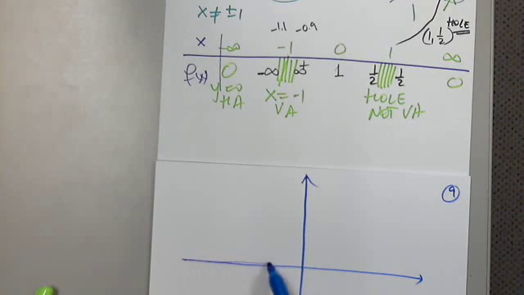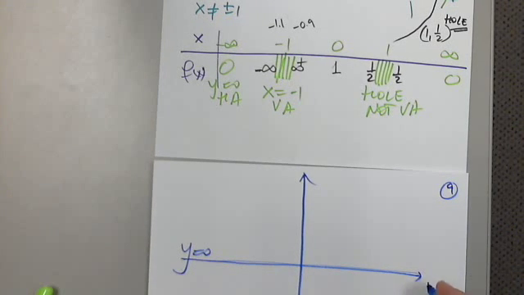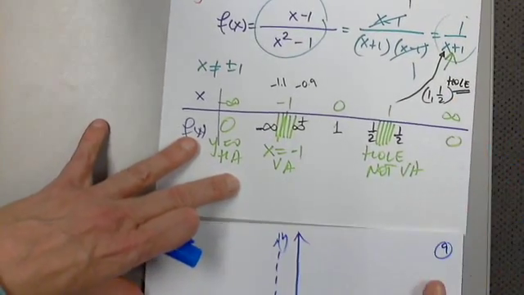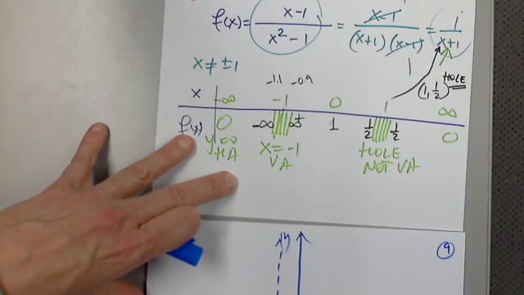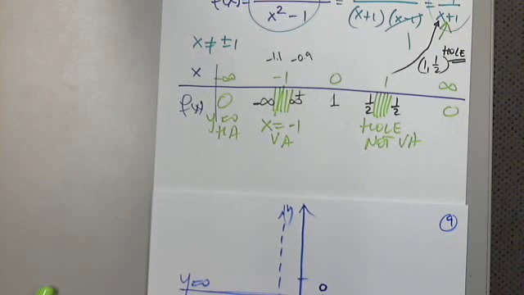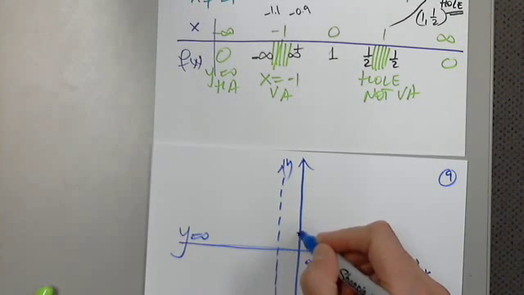There is no need for this, but if you want, you can write y equals 0. There is a x equals -1, a vertical asymptote. And I am going to plot the hole. So if this is 1, 1 comma 1/2 is here. And I have to plot 0 comma 1.